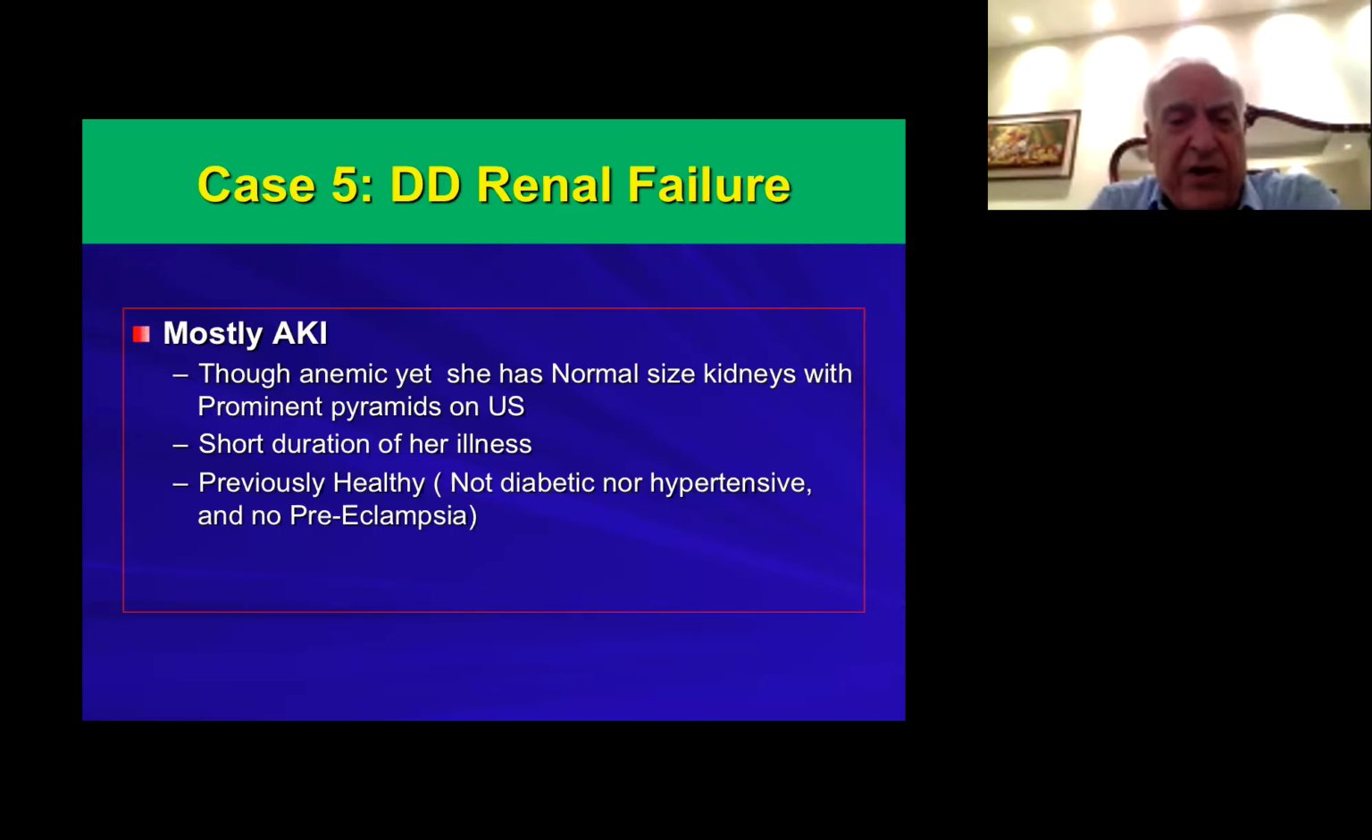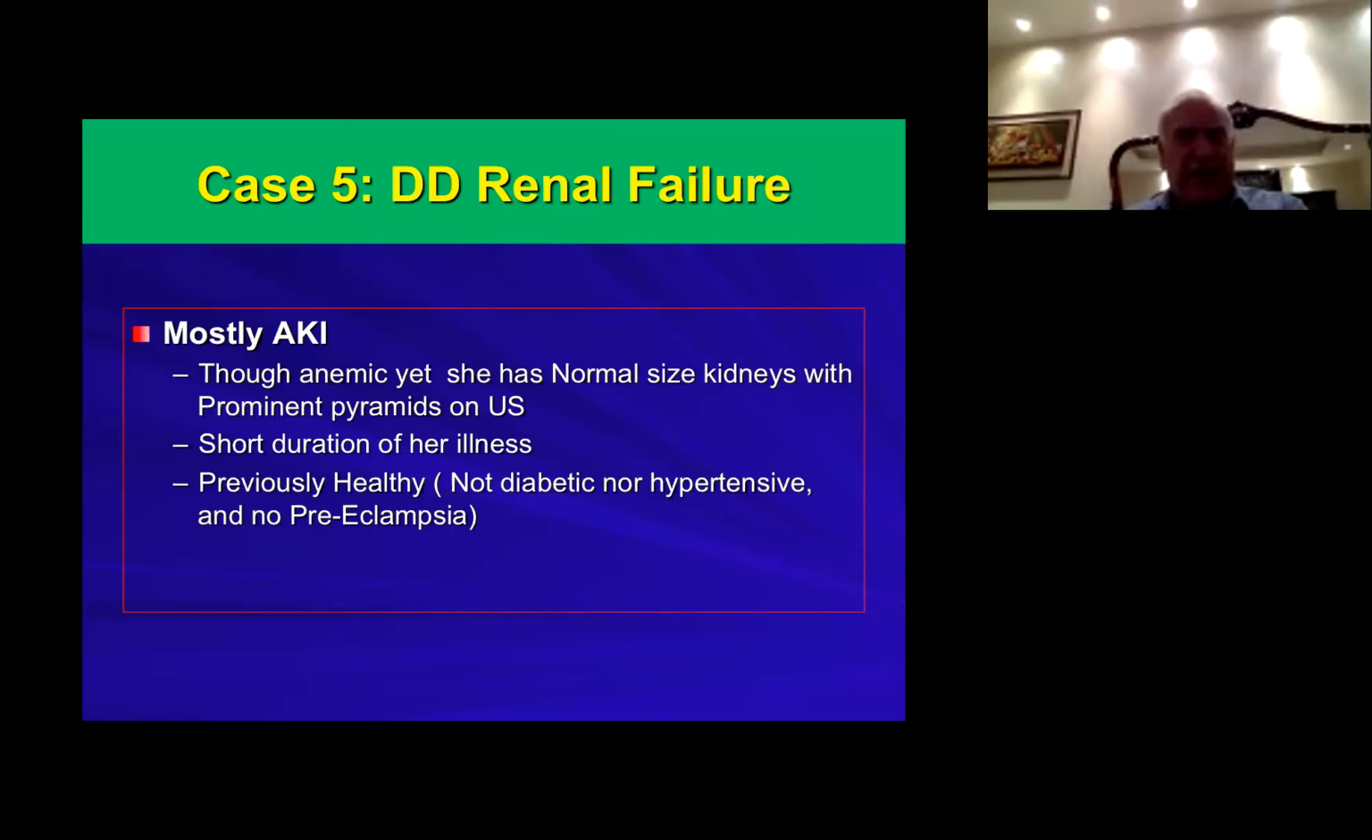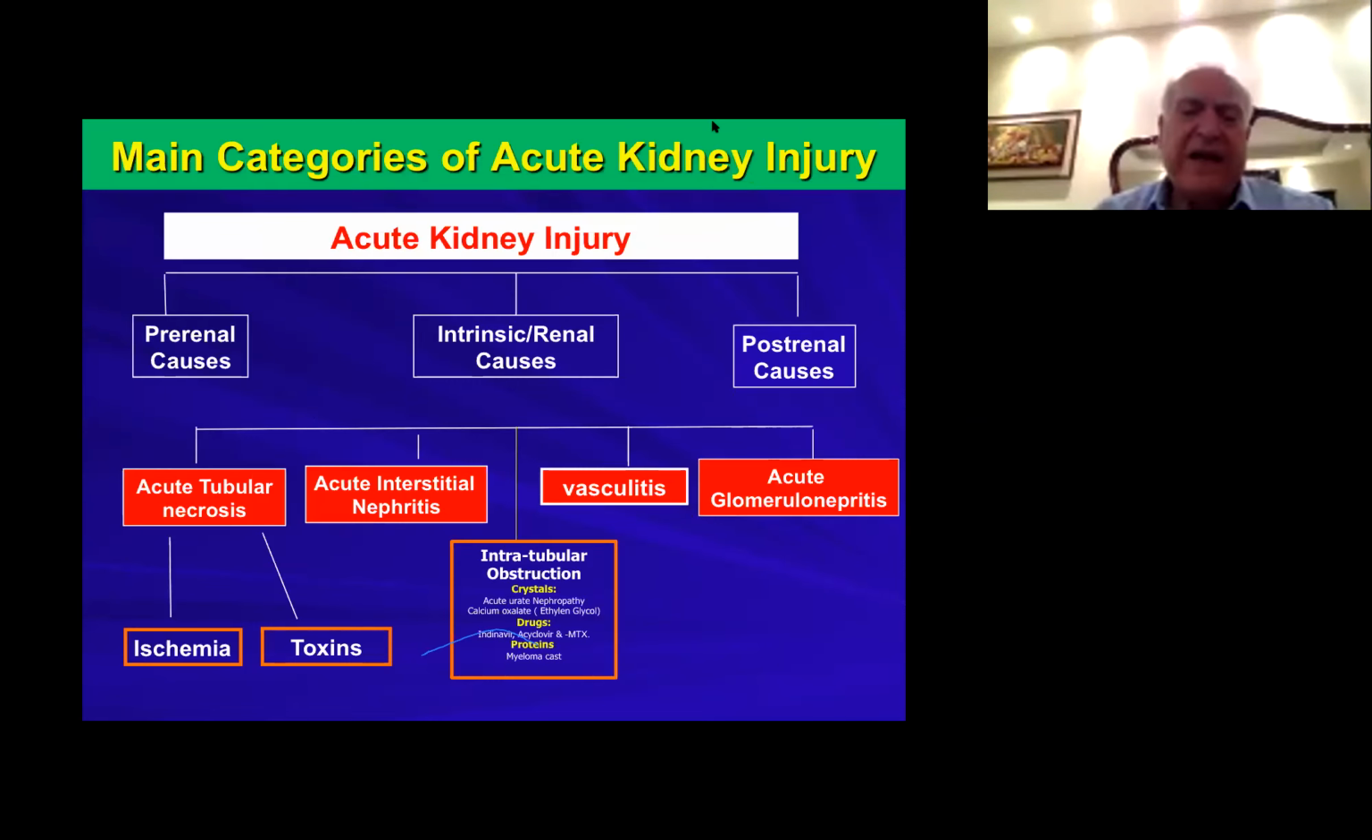She has a short duration of illness, previously healthy, not diabetic or hypertensive, no preeclampsia. So all this indicates that we are dealing with acute kidney injury. And that's basically where you think about pre-renal, renal, post-renal. I think we discussed this and we are not going to repeat it. The only thing missing is interstitial nephritis.